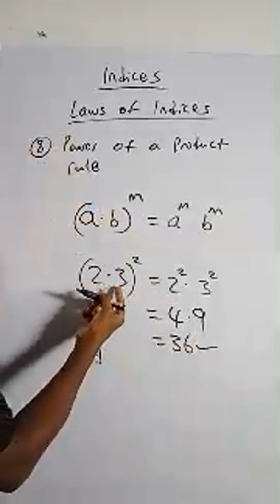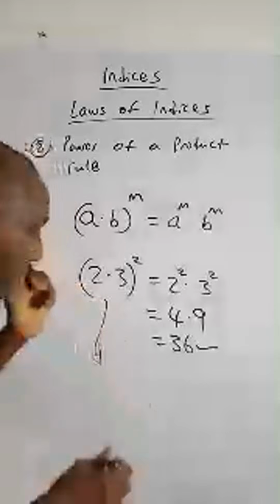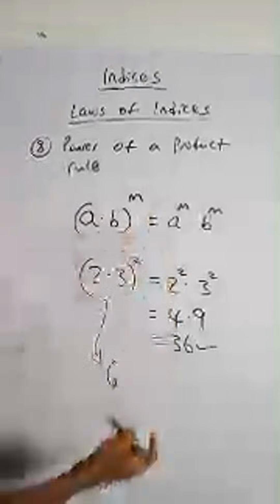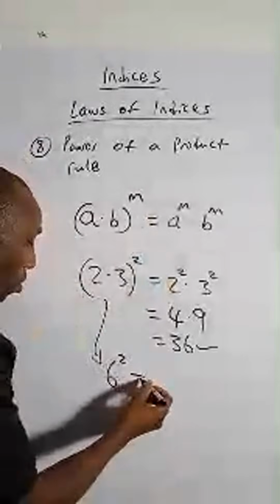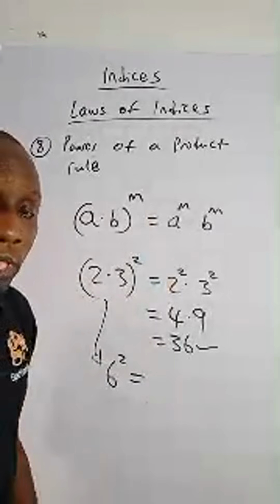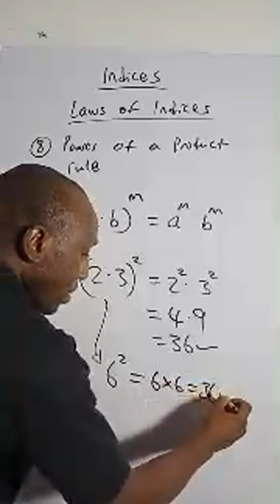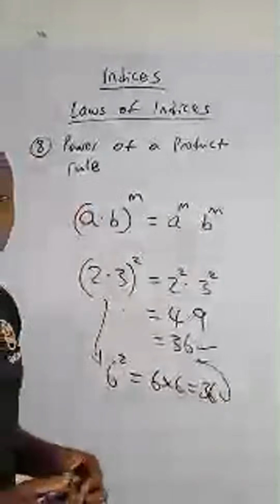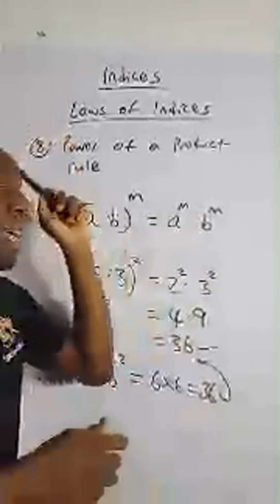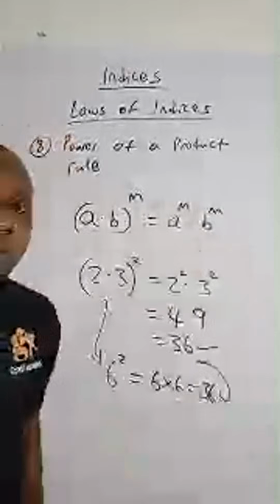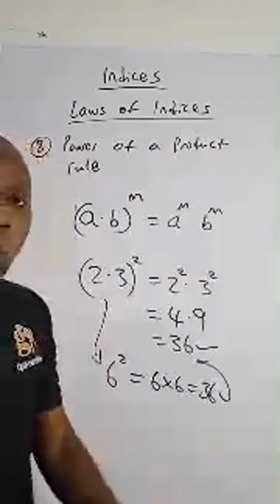If we do not want to use the power of a product rule, here's what we're going to do. Remember, 2 times 3 is what? 6. Then with the exponent of what? 2. What is 6 raised to the power of 2? It means 6 times 6, which is 36. Same as what we got here. So it works very well. The power of a product rule works very, very well.